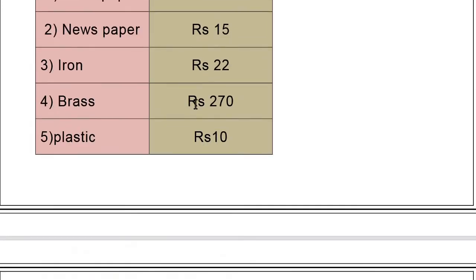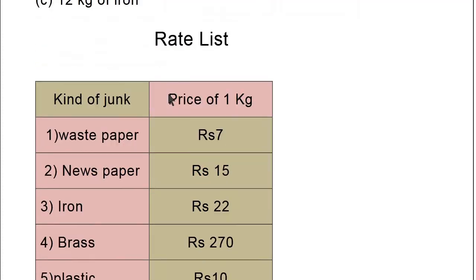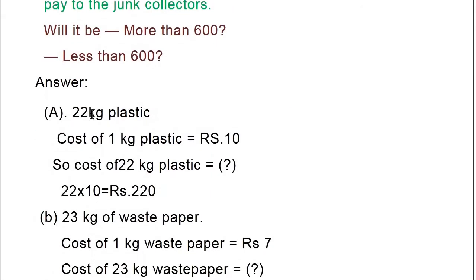First of all, we find the price of 22 kg plastic, 23 kg waste paper and 12 kg iron. Answer: 22 kg of plastic. Cost of 1 kg plastic is equal to 10 rupees. So cost of 22 kg plastic is equal to how much? First we multiply 10 into 20, then 200. And afterward 10 into 2, then 20. 200 plus 20, then 220. 22 multiplied by 10: 22 ones are 22 and we put one 0, then it is very easy.